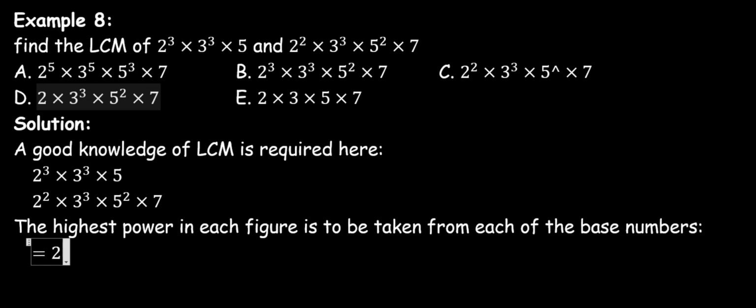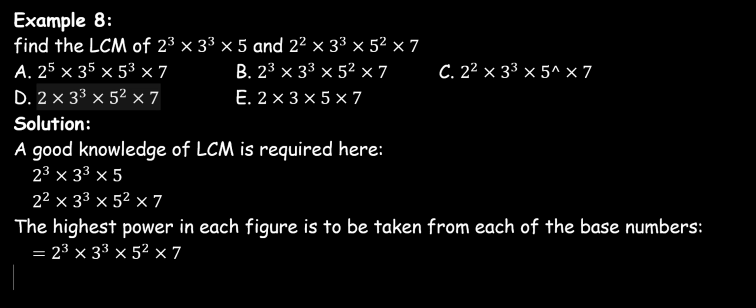So we take 2 raised to power 3 times. When we look at 3, the power of 3 in the first value is 3. Second value is 3. So the powers of 3 are the same. So we take 3 raised to power 3. When we look at 5, in the first value, the power of 5 is 1. In the second value, the power of 5 is 2. So we take the highest power there, which is 2. 5 raised to power 2 times, of course, we bring our 7 down.